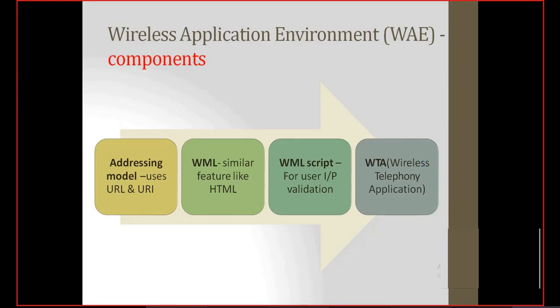So what are the components of this wireless application environment layer? Firstly, we will require some medium of addressing, right? The same medium that we used for conventional web applications, the URL and URI, we are going to use for addressing purposes. Whatever resource we are going to address, that is by using these URLs and URIs.